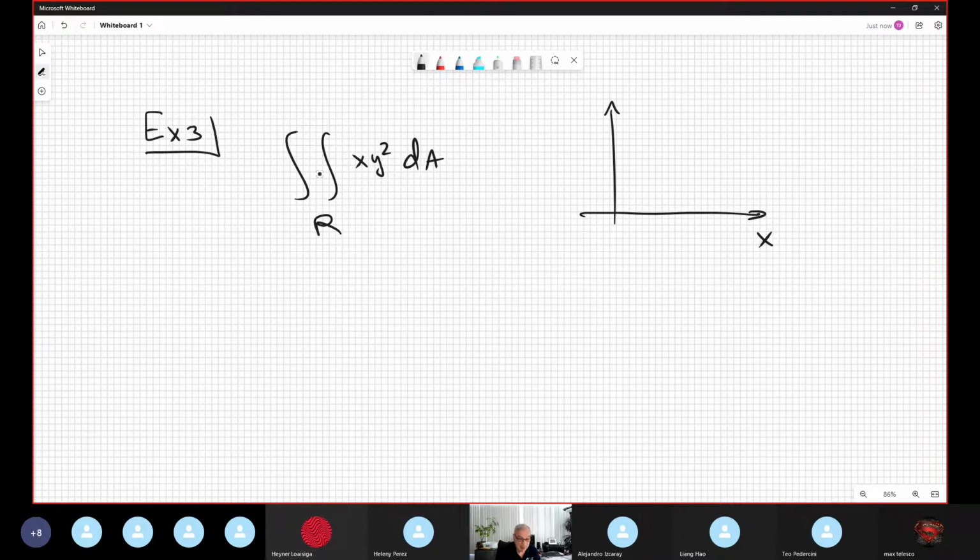The region is bounded by the line y equals x and the parabola y equals x squared, in between. This is my region. When you finish that, the interpretation is a volume under this surface in 3D over that region. This is the region. Okay?